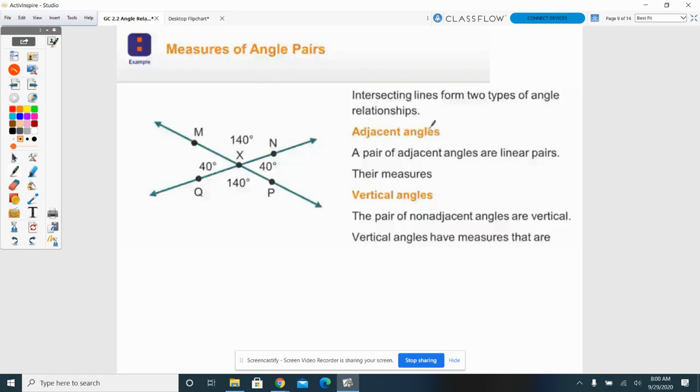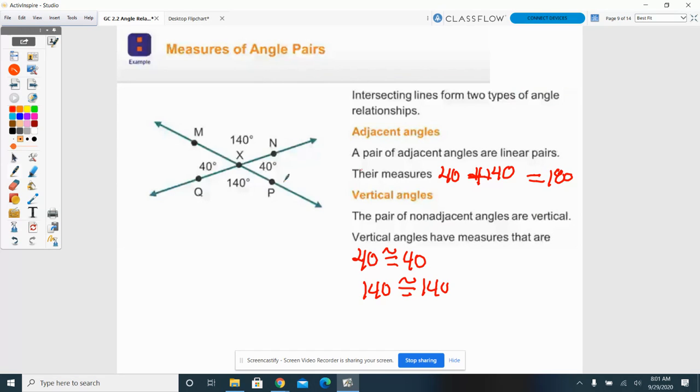Intersecting lines form two types of angle relationships. We have adjacent angles and vertical angles. Adjacent angles are just the ones that are next to each other. They'll form a straight line, and you can see what their measures are here. We have 40 and 140. The vertical angles are the ones that are congruent, and those would be the 40 equal the 40 and the 140 equal the 140. These guys, add them together and you get the 180.